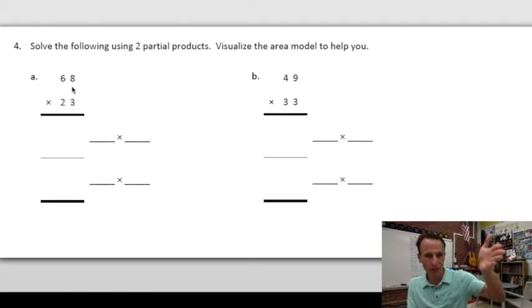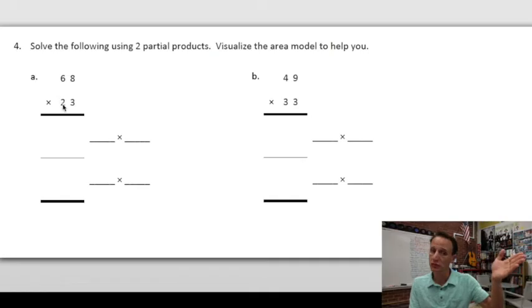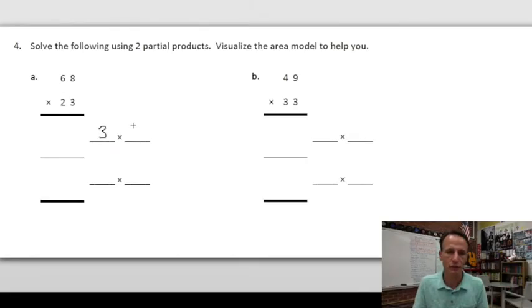Watch. 3 times 68, that would be our top row. What's the value of this 2? 20 times 68, that would be the second row. 3 times 68, 20 times 68, okay? And that's exactly what we're going to write here. First, we're going to do 3 times 68, and then we'll do 20 times 68.